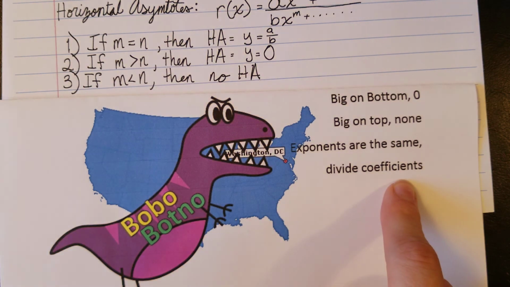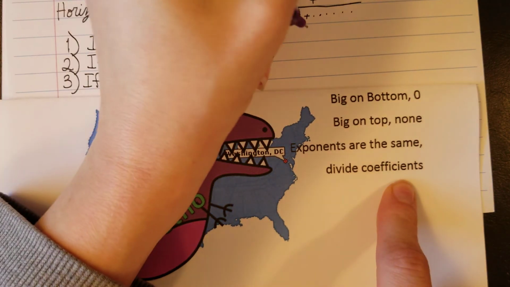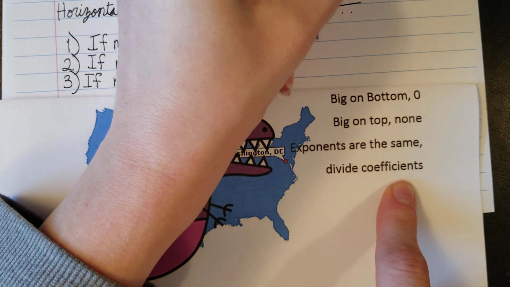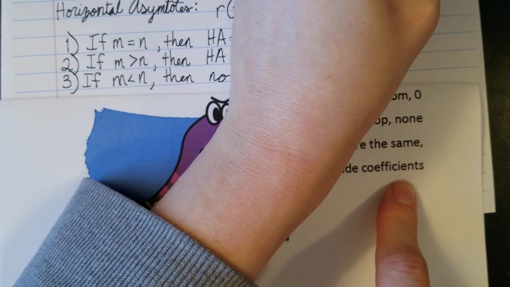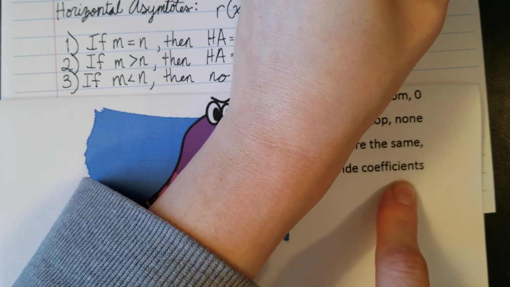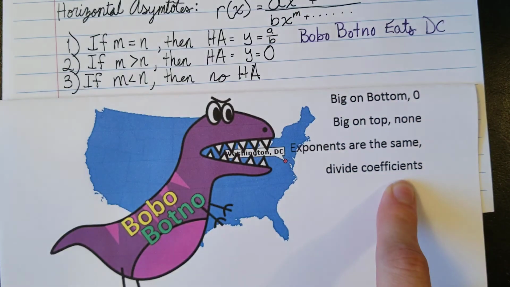So that is Bobo, Botno, eats DC. Hopefully that'll help you remember.